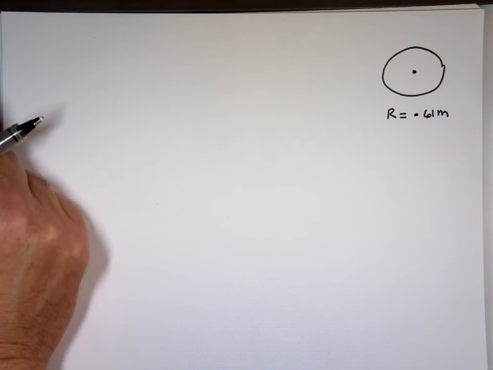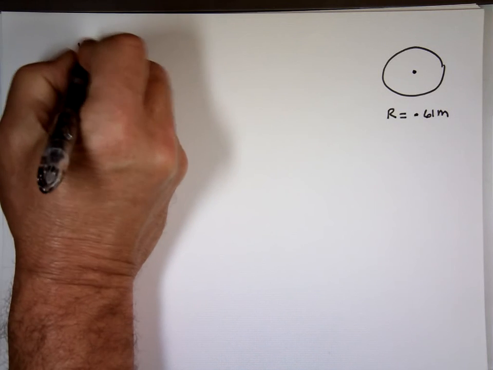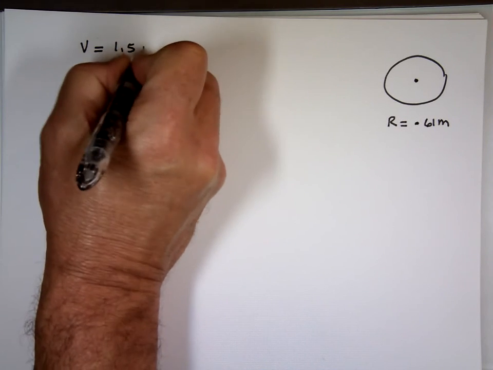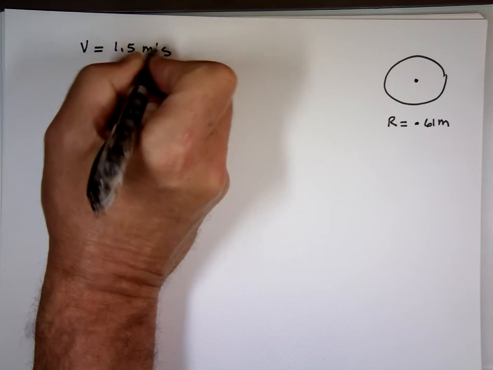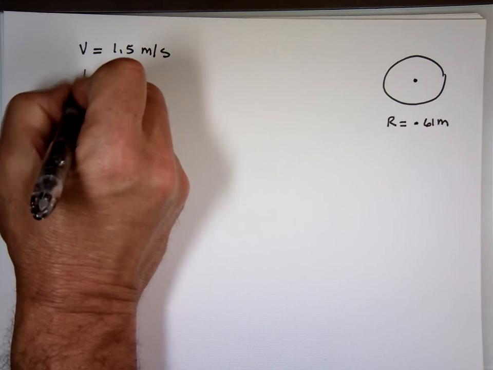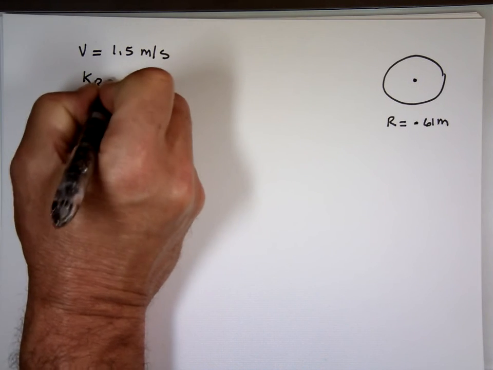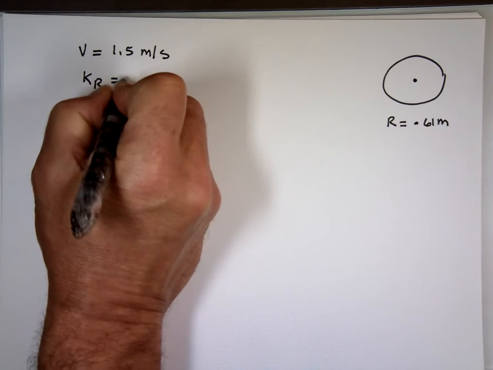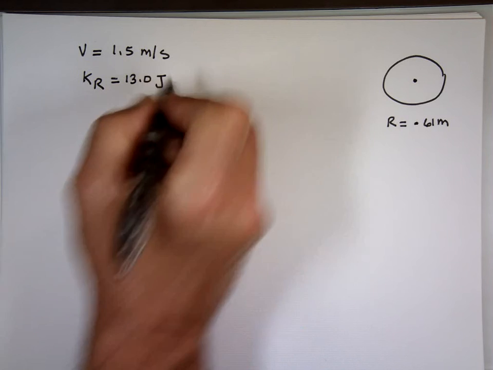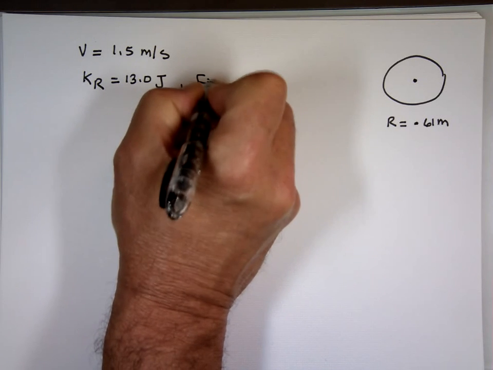If the linear speed is V equals 1.5 meters per second, and the stone's rotational kinetic energy is 13 joules, can you find I, the moment of inertia?